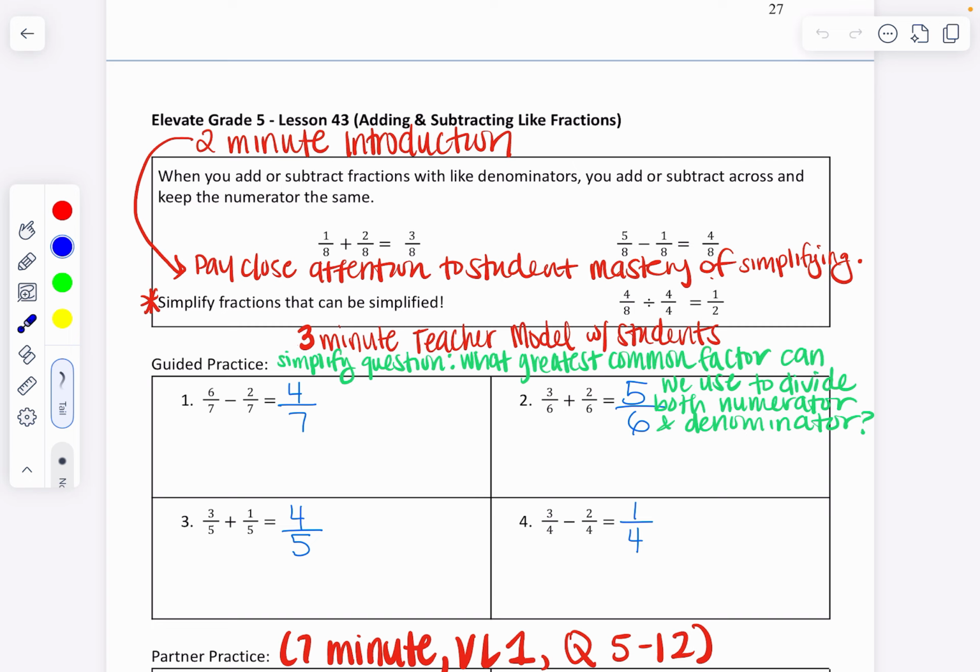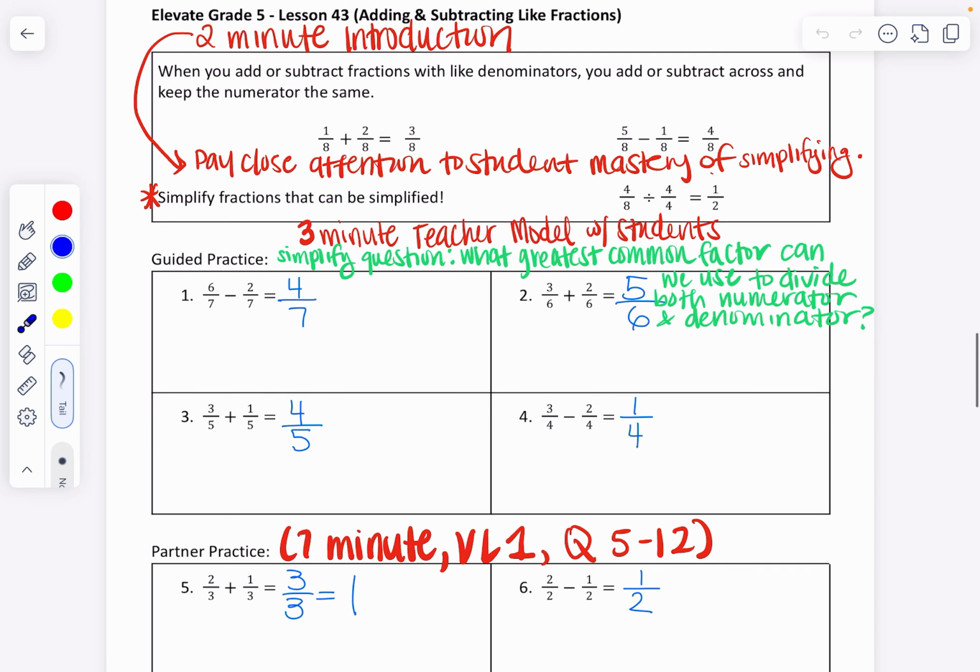However, when you ask them, is 4/8 simplified, students will say no, because it can be divisible by 2, it can be divisible by 4. Some might even say it can be divisible by 1. We're not using 1. But it can be divisible by 2 and it can be divisible by 4. So we want to ask them, well, which one of those is the greatest common factor, right? Because 4 is greater than 2, we are going to use 4 to divide both our numerator and our denominator, leaving us with 1/2.